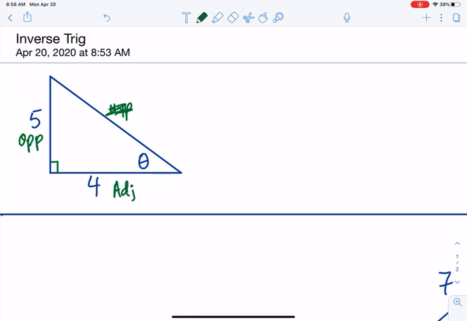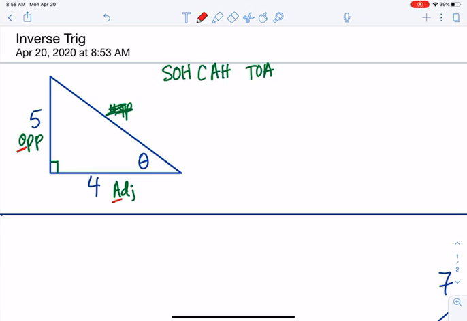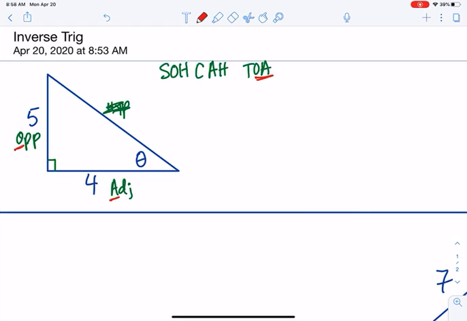Now what's different about this problem than what we saw last week is that we're trying to find the angle. We're trying to find theta. We're still going to set it up the exact same way, though. We're going to use SOHCAHTOA to decide, do we want sine, cosine, or tangent? So we have O and A. Looking up at SOHCAHTOA, where do we see O and A next to each other? Well, that's right here, so we're going to use tangent.